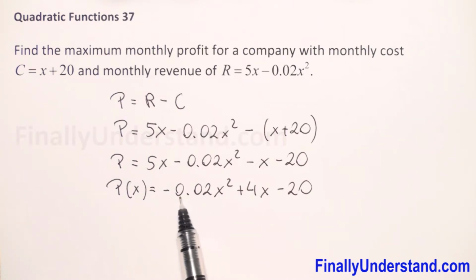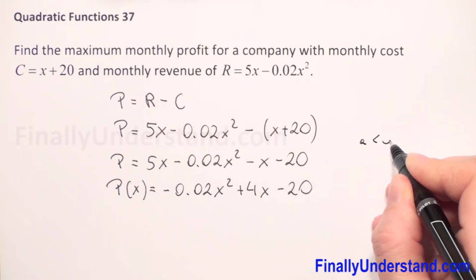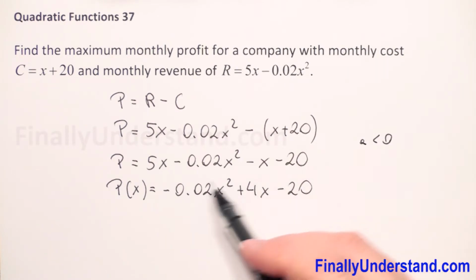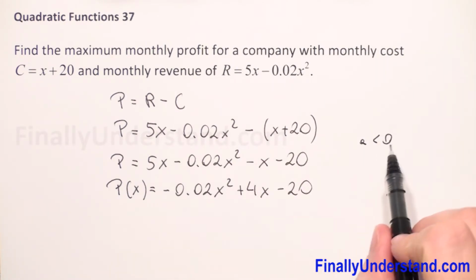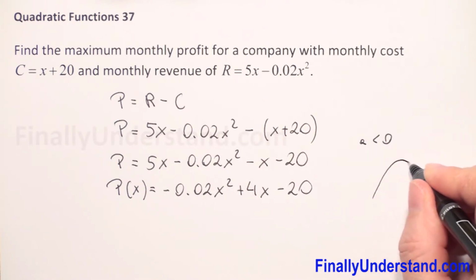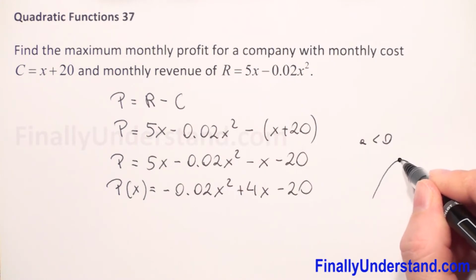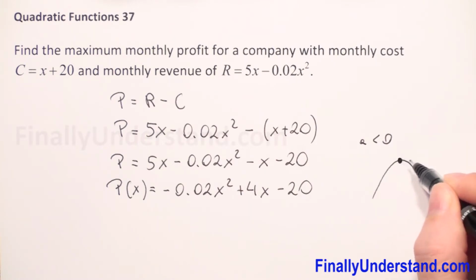And when we have to find the maximum monthly profit and we have a quadratic function, let's see the coefficient before x squared is negative. A is less than 0. So the graph of a quadratic function with a less than 0 is a parabola that opens down. And when we calculate the vertex, the y-coordinate of the vertex will give us the maximum profit.